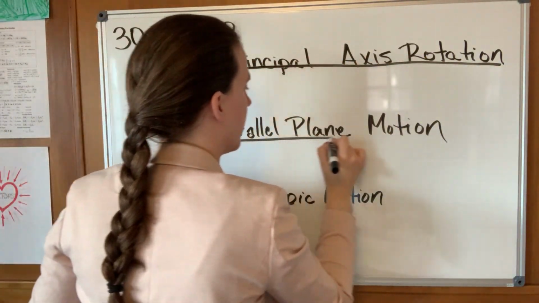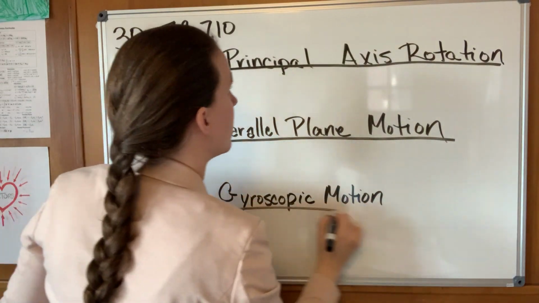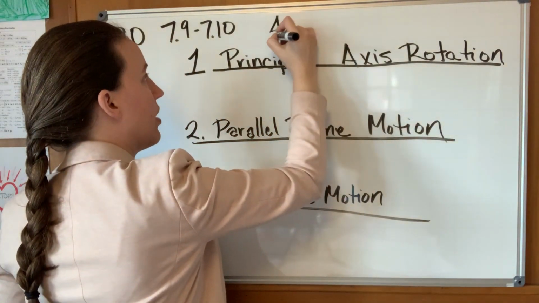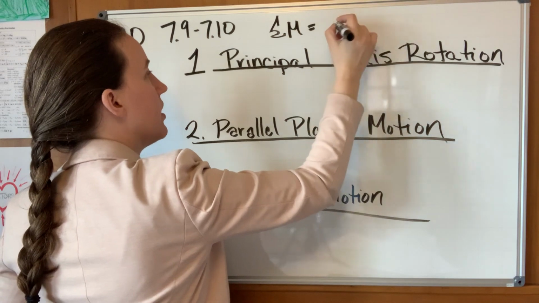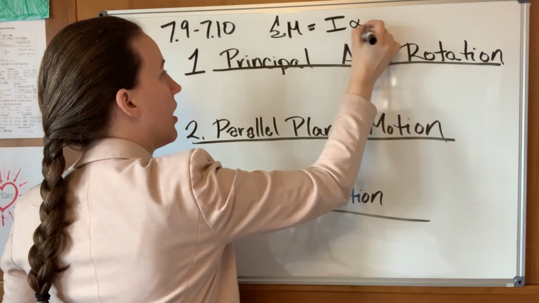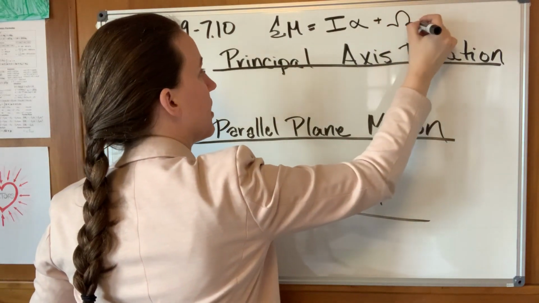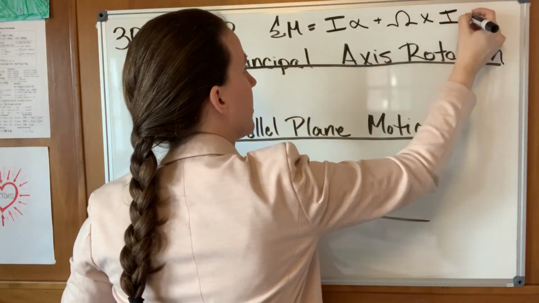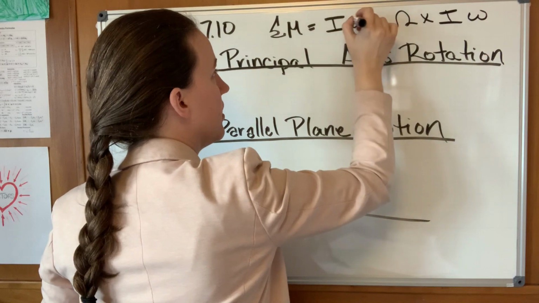Now, let's think about, and these are simplifications for how we're going to use our sum of the moments equals I alpha plus big omega cross I little omega.